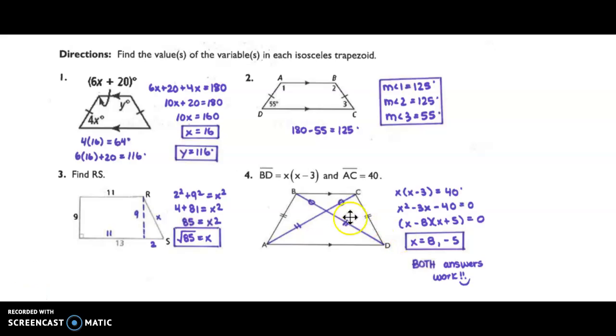For number 4, it's an isosceles trapezoid, so the diagonals are congruent and the measures equal each other. That's why you have BD, which is represented by x times x minus 3, equals 40. And so you distribute and you subtract the 40 over, and in this case, the negative 5 actually does work, because if you substitute it in for x, you have negative 5 times, this ends up being a negative 8, and a negative times negative is positive. So don't automatically assume that it doesn't work when you get a negative. You have to plug it in and see if it works out.